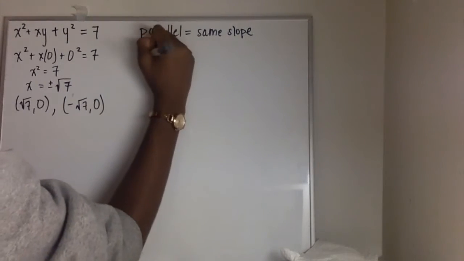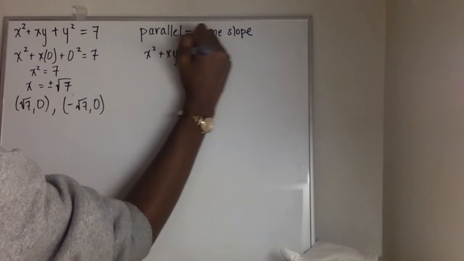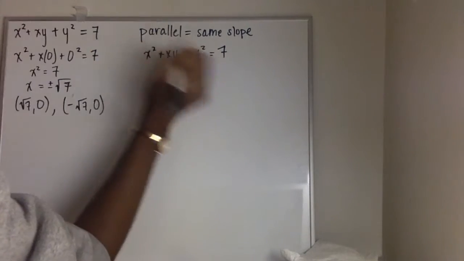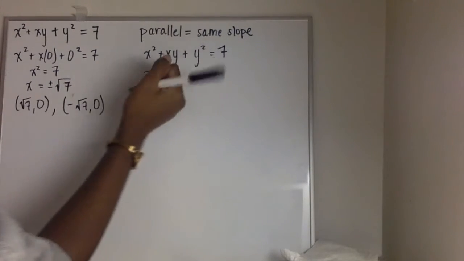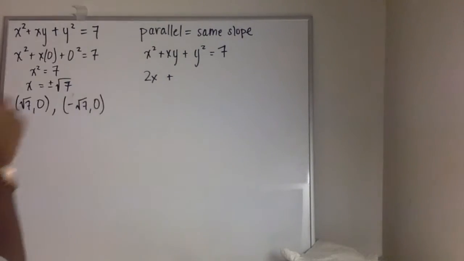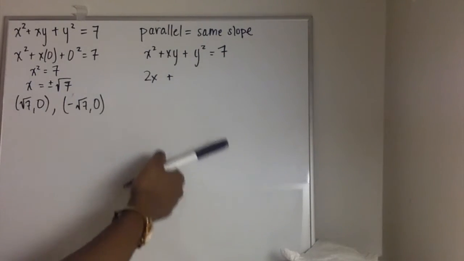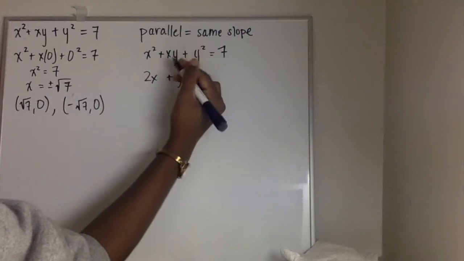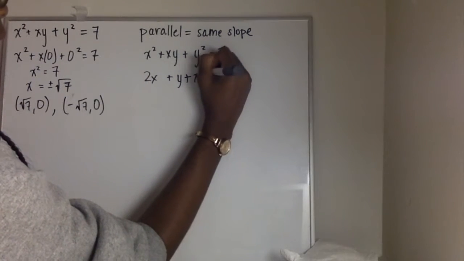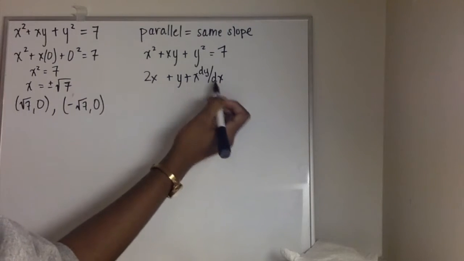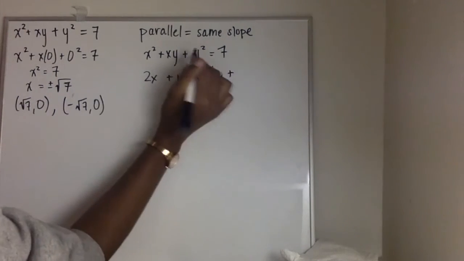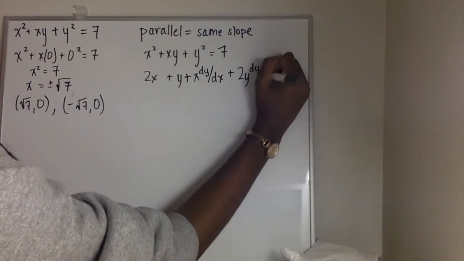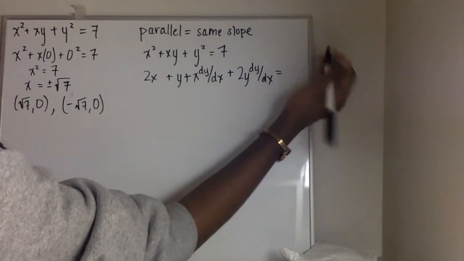So we have our function again. Now we're going to implicitly differentiate. The derivative of x squared with respect to x is 2x. The derivative of x times y is going to be the derivative of the first times the second plus the first times the derivative of the second. So that's going to be 1 times y plus x times dy dx, because we're taking the derivative of y with respect to x, plus the derivative of y squared with respect to x is 2y dy over dx, and the derivative of 7 is 0.